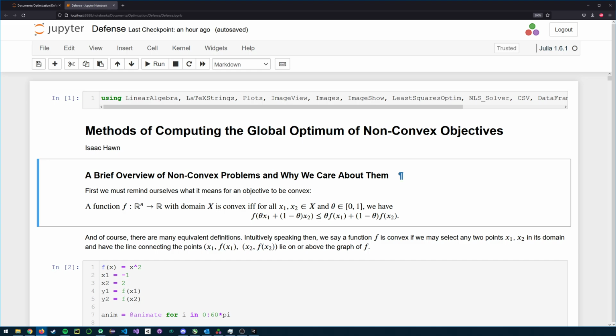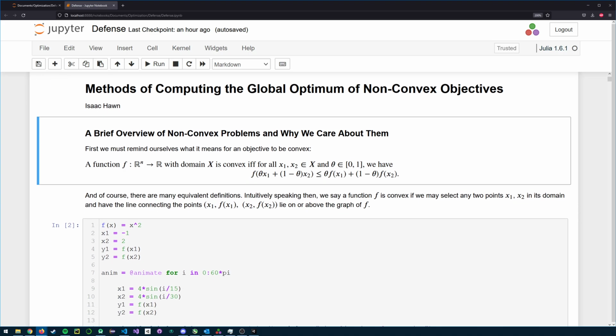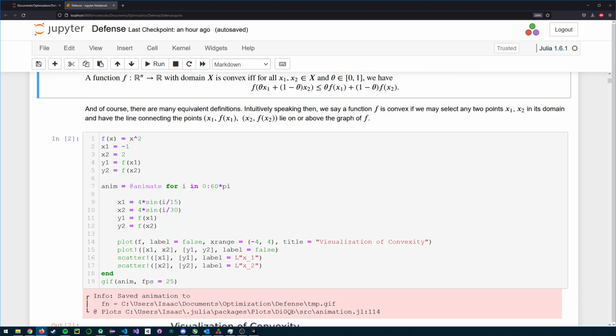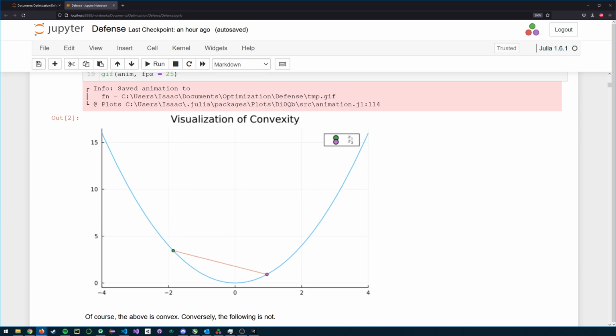So really what this is saying is that if f is convex, then we may select any 2 points in its domain and have the line passing through those 2 points lie on or above the graph of f. So this animation perfectly illustrates what this is talking about. Any 2 lines from any 2 points on the graph will always be above or at it. And so that's a really nice visualization of that right there.